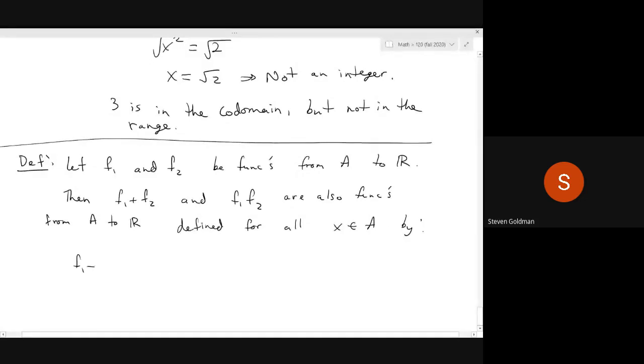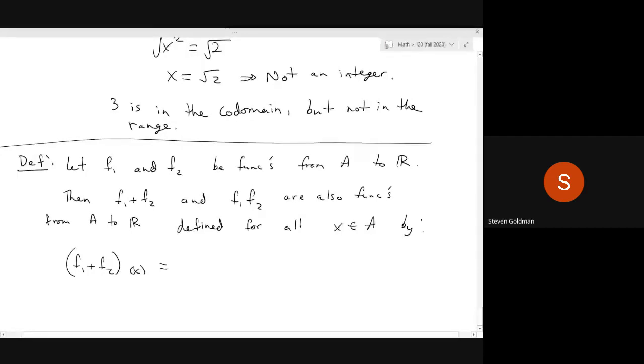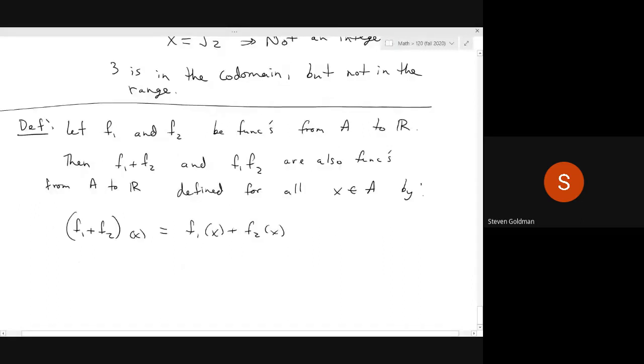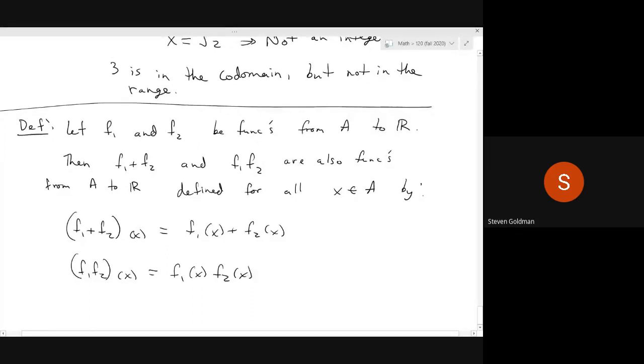The function f1 plus f2 of x is just the sum of the two functions. So it's just f1 of x plus f2 of x, whatever those two numbers are. And same thing for the product. f1 times f2 of x is equal to the product of f1 of x and f2 of x, whatever those two numbers are.